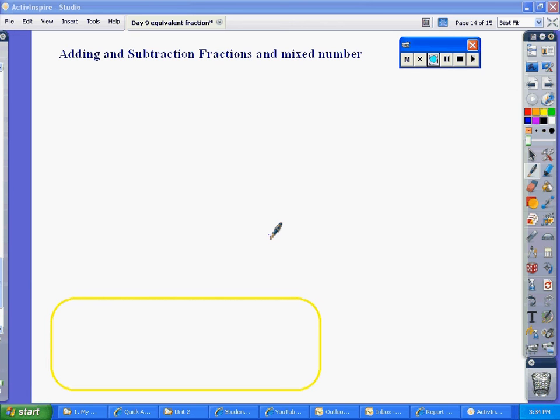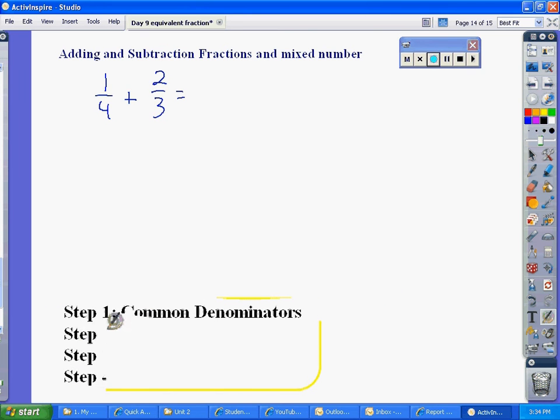Okay. Over the last couple classes, we've been talking about adding fractions and mixed numbers. All right, so let's start with a basic fraction. We have 1/4. We're going to add that to 2/3. I wrote down some steps down here for you that we need to follow.